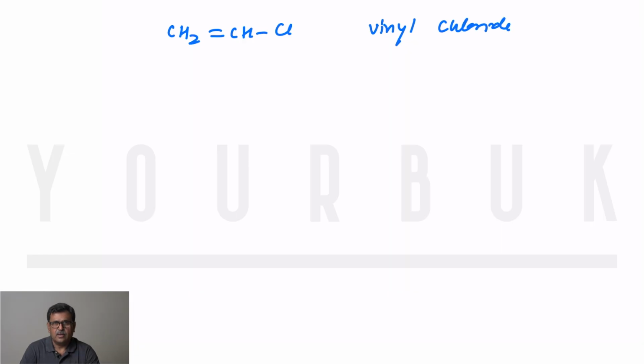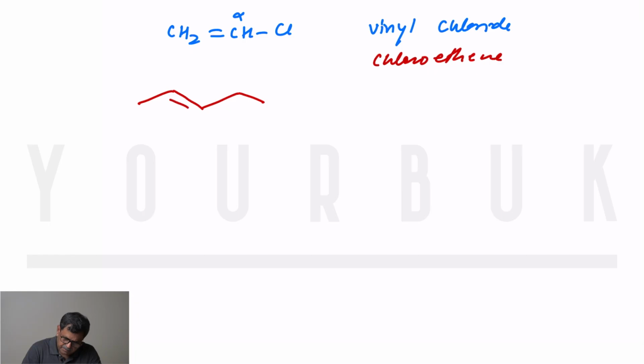Suppose you are given this CH2 double bond CH and the Cl. This compound has a common name called vinyl chloride, and we use vinyl as a class of compound when the alpha carbon is doubly bonded. Now its IUPAC name is chloroethene. And this last example to discuss now, a double bond, like this is the example given to you.